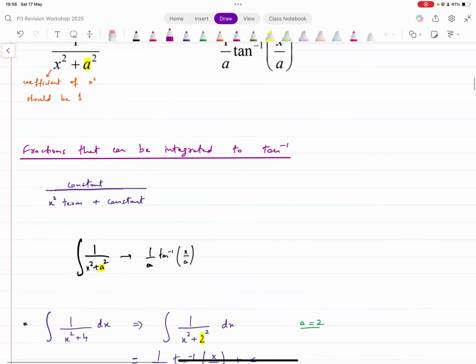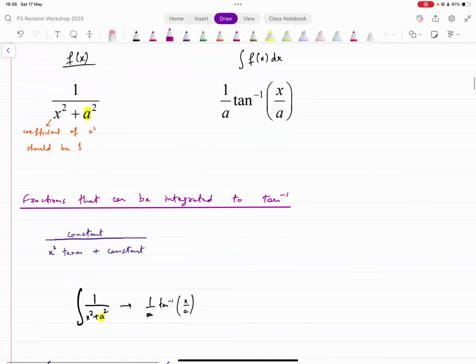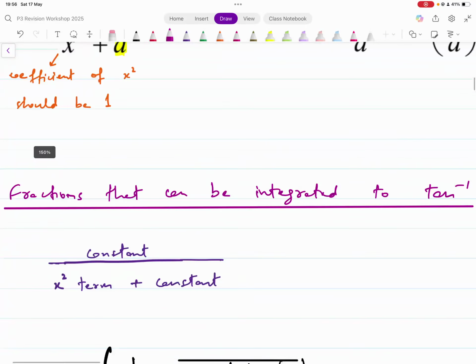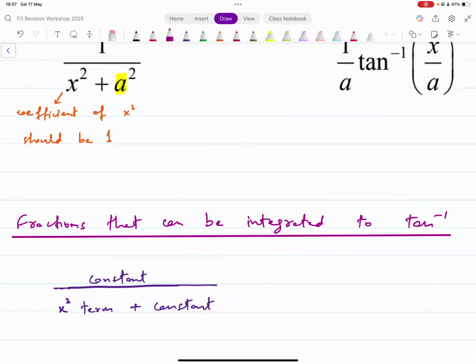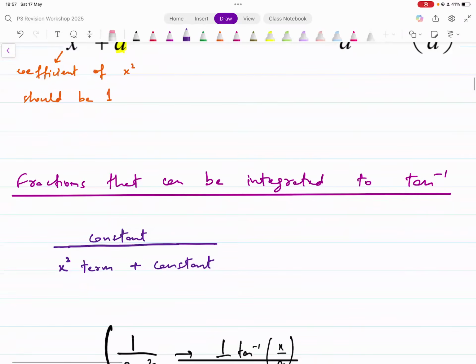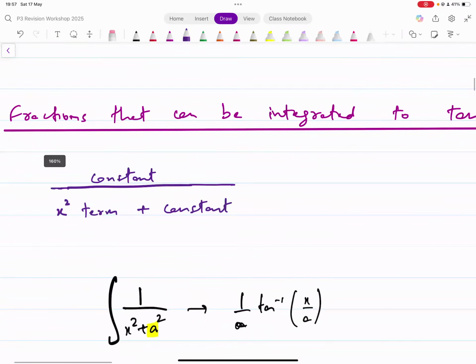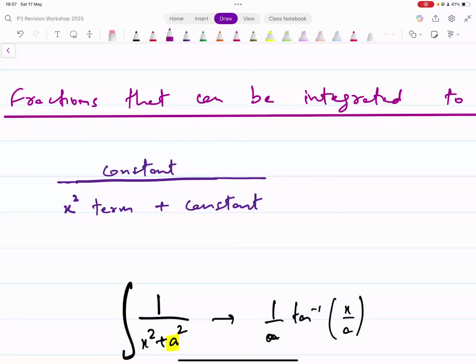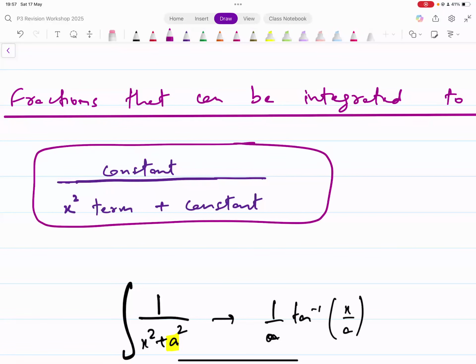Now, how would you know that something can be integrated using tan inverse? How do you figure that out? The standard form that you would have for that, remember, for ln, numerator should be the derivative of denominator, or you should be able to make it that by multiplying or dividing by some constant. For tan inverse, how do you figure out that something can be integrated using tan inverse? This is the form that you would need for that.